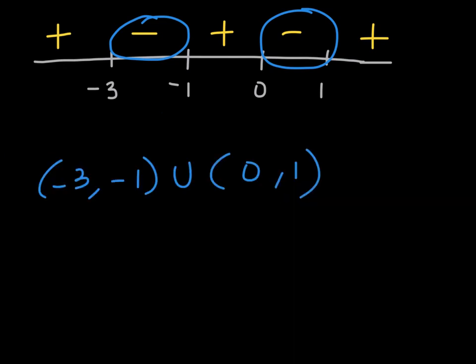Therefore, this would be your final answer. All right, everybody? The graph is below the x-axis between -3 and -1 and between 0 and +1. And we did not have to graph the entire function in order to figure that out.